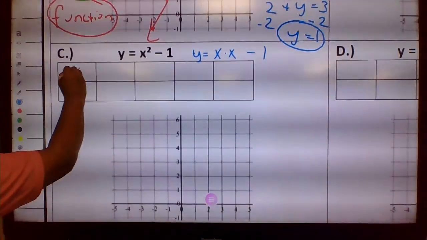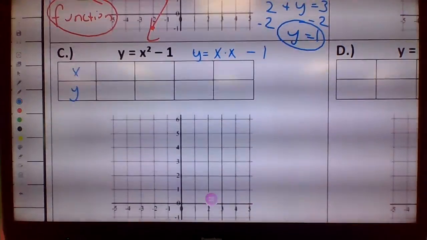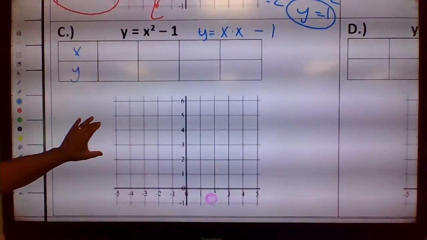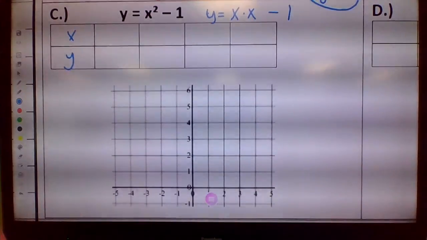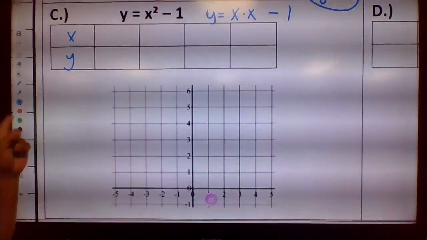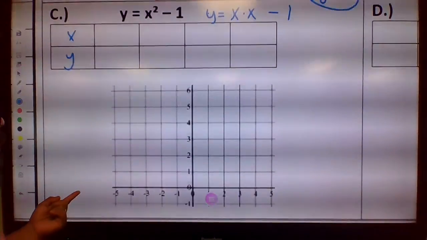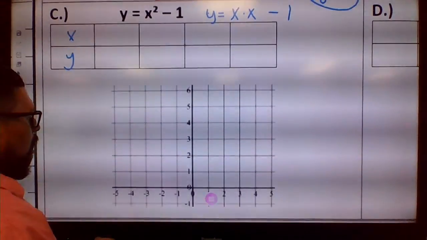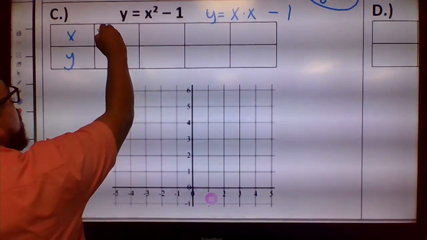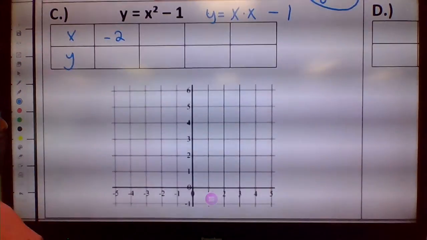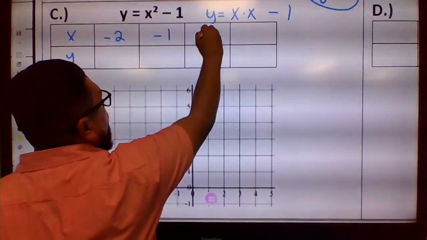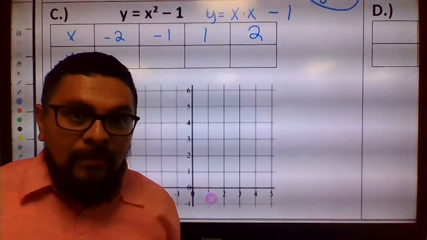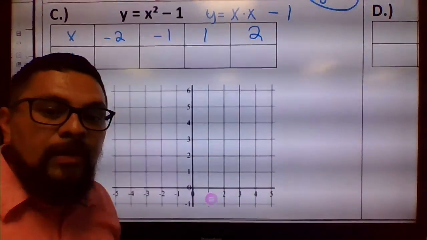All right, and we have our x here, and we have our y. So let's go ahead and pick a couple of points here. Let's pick a negative point and then a positive point. So let's pick two positive and two negative: negative 2, negative 1, 1, and 2, just to make it easier. Again, you can use mental math if you want to. If not, just go ahead and do the work.